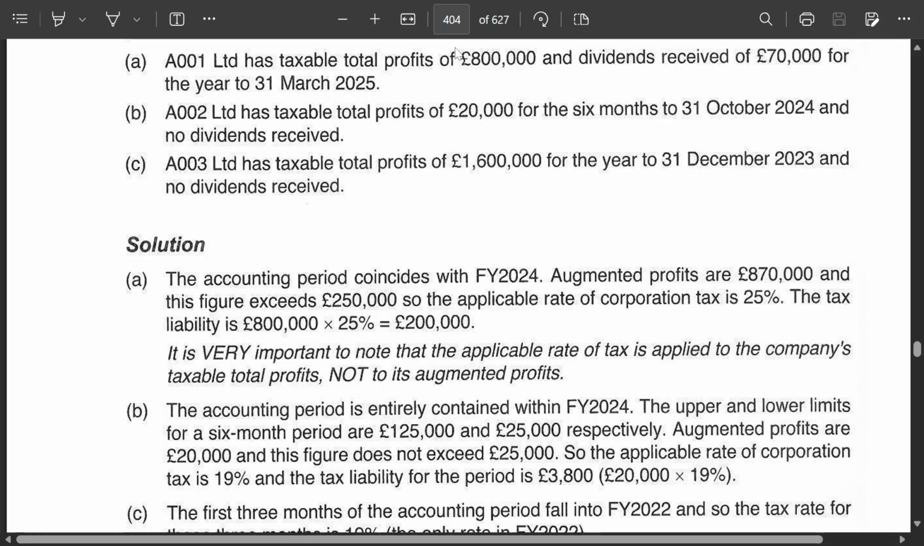And what is the augmented profit? There are no dividends, okay? So that means if there are no dividends, TTP is equal to augmented profits. 0 dividends, okay? So the final number is 20,000.